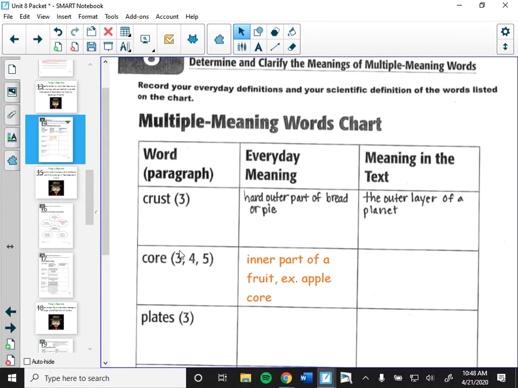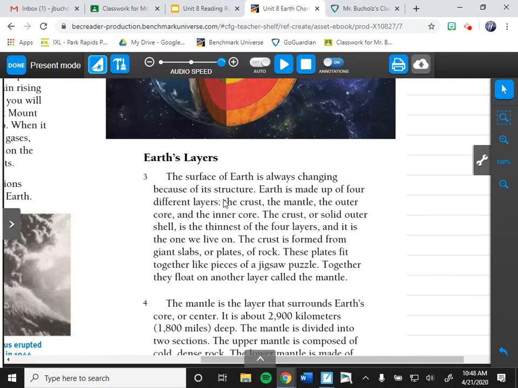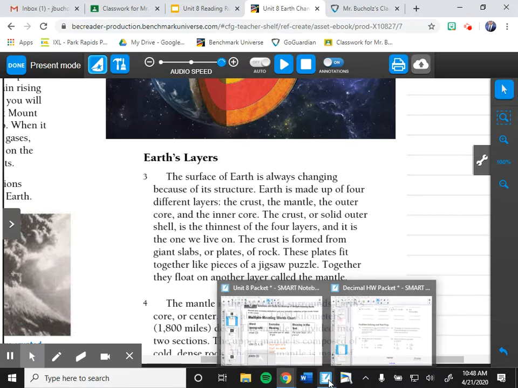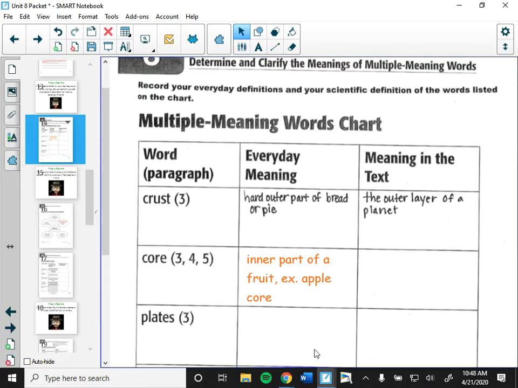First we have the word crust, in paragraph 3. Earth is made up of 4 different layers: the crust, the mantle, the outer core, and inner core. The crust, or solid outer shell, is the thinnest of the 4 layers and is the one that we live on. When I see the word crust, you could visualize in your mind the hard outer part of a bread or pie, right? Or like a pizza crust.